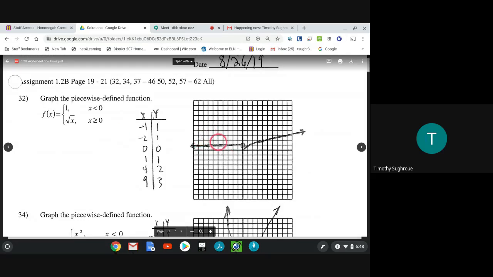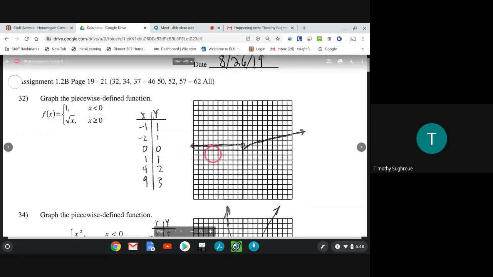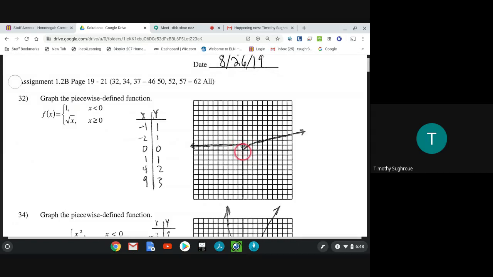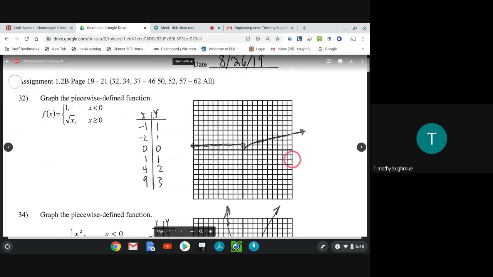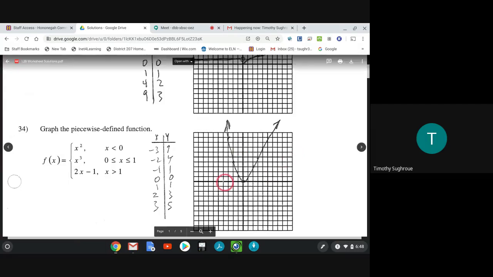This is a function that is not continuous, okay? Because it has what is called a discontinuity at x equals 0. What does a discontinuity mean? Well, there's a couple different types of discontinuity, and this type is called a jump discontinuity because we're going along with this horizontal line and then it stops and it jumps down to start this other function. It's called a jump discontinuity. Other times we'll graph piecewise functions that are continuous.